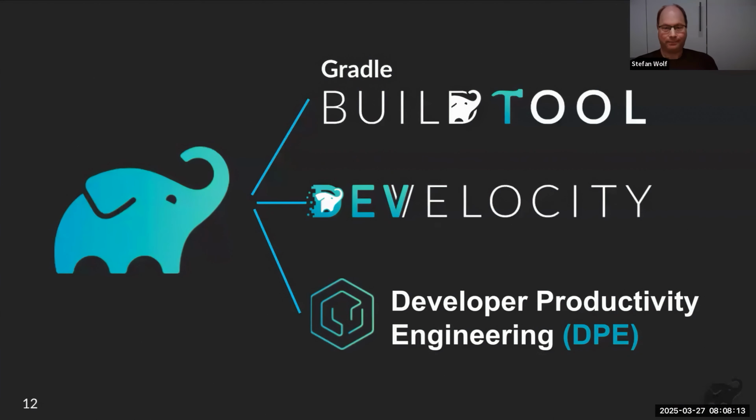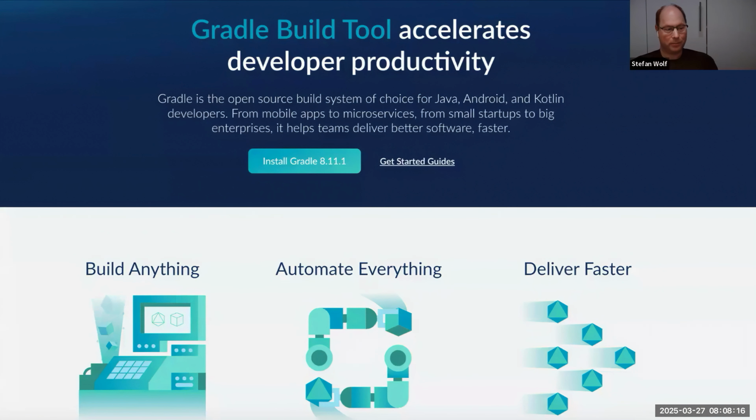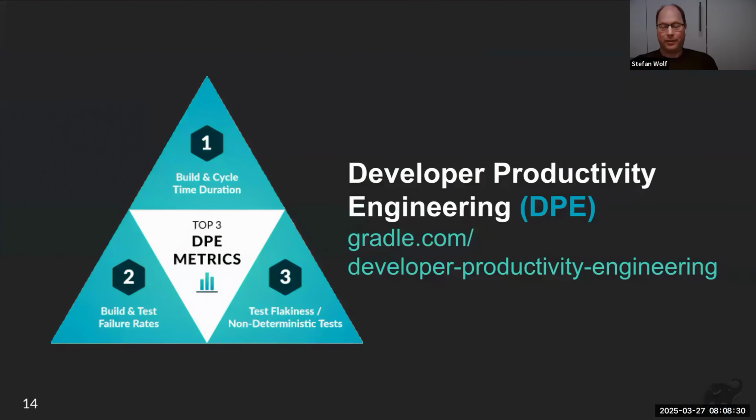more productive. So let's see, everybody probably knows Gradle build tool. That accelerates developer productivity, right? By being a fast build tool, easy to use, being able to build anything and automate everything. Then we have developer productivity engineering, a practice used by leading software organizations to improve developer productivity and happiness based on metrics and data that needs to come from somewhere, right?